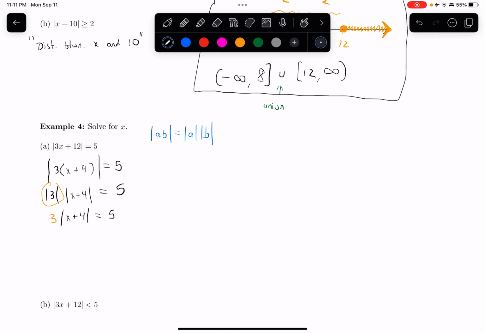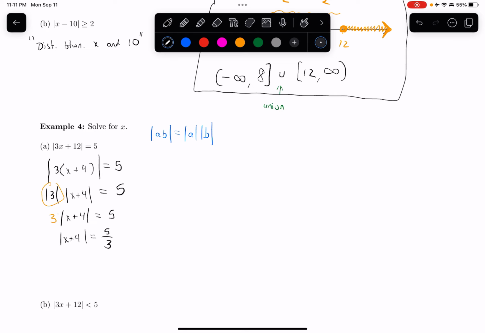Now that I have this number outside of the absolute value, I can actually move it over to the other side. I can divide it over to the other side. I couldn't do that before, when it was inside the absolute value. That's actually illegal. But once it's outside, now I can. So if I divide it over, I get the absolute value of x plus 4 equals 5 over 3.